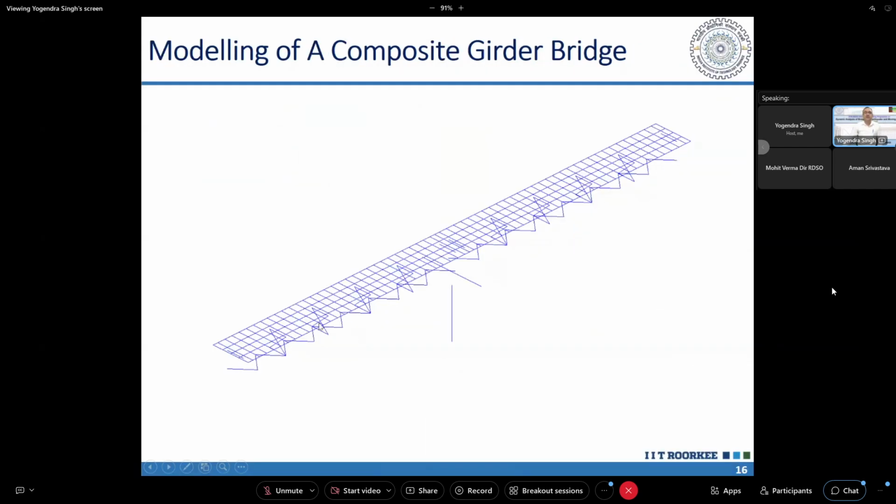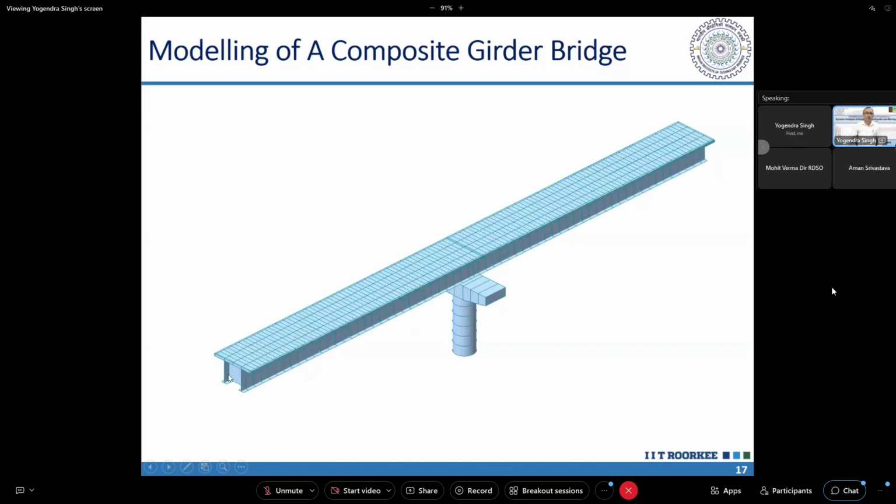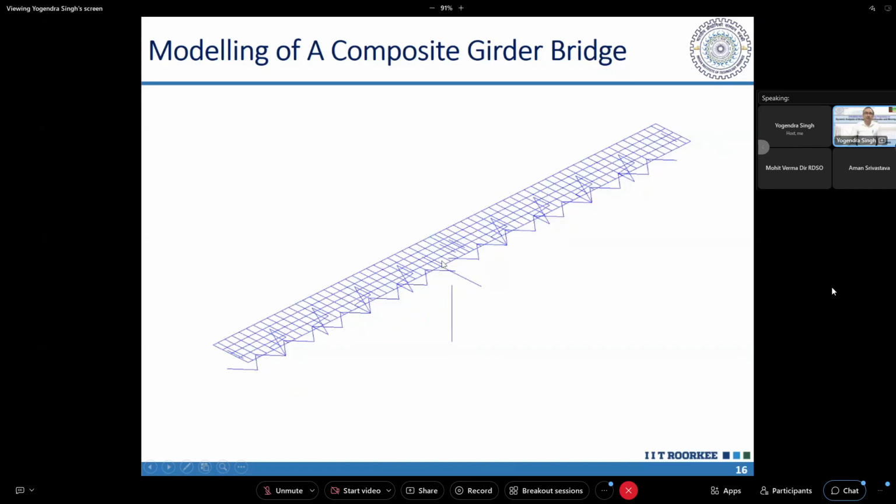Now this is a typical example of a composite girder modeled using grillage. So grillage, as I told, is made of beam elements, frame elements. So these are line elements. The actual model will look something like this, but when I render it, when we consider the three-dimensional extrusion of these members, then it will look like this. So the actual model is like this, but the superstructure is modeled with a grillage.